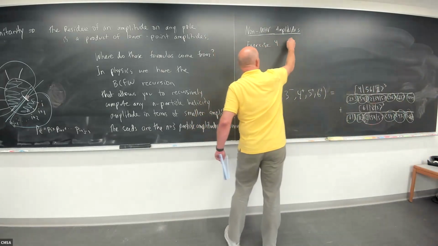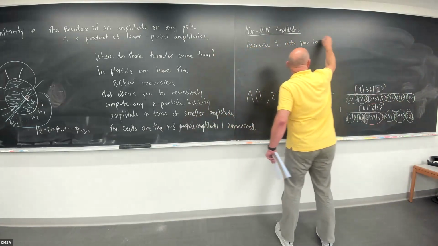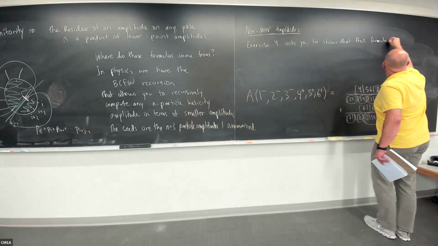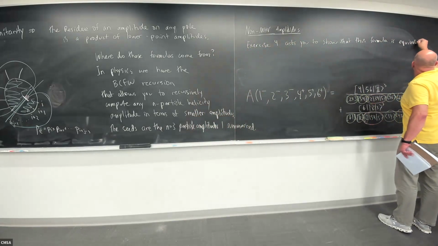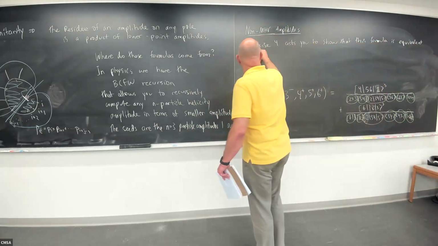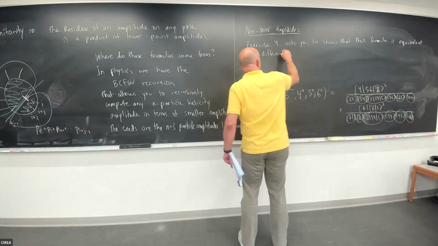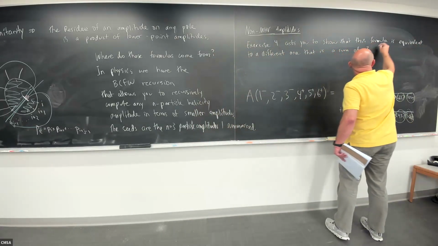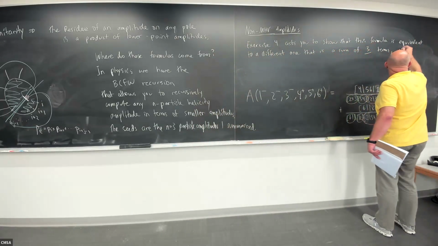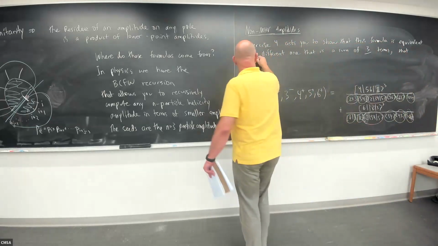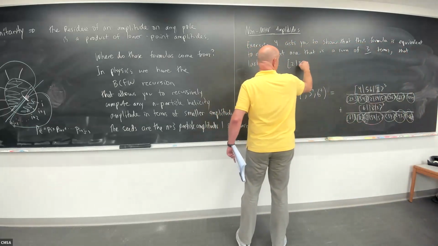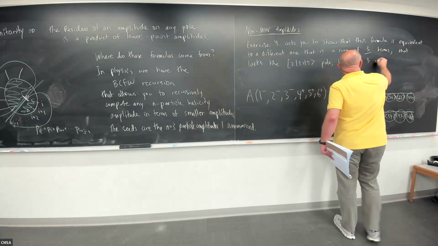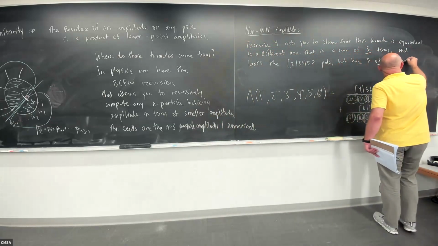Exercise 4 asks you to show that this formula is equivalent to a different one that is a sum of 3 terms that lacks the 2, 3, 4, 5 pole, but has 3 other spurious poles.